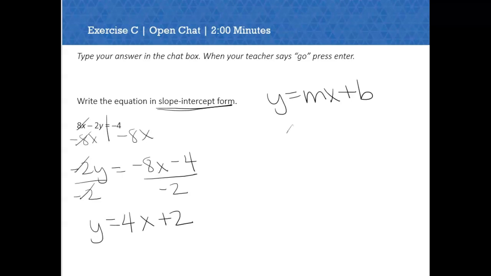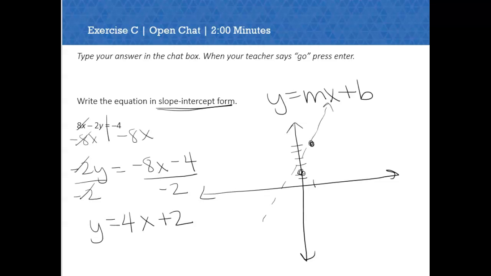To graph, we start at the y-intercept, which is 2. We use the slope, which is 4, which means 4 over 1. So we go up from this point. We go up 4 more over 1. There's our second point. And we're graphed.